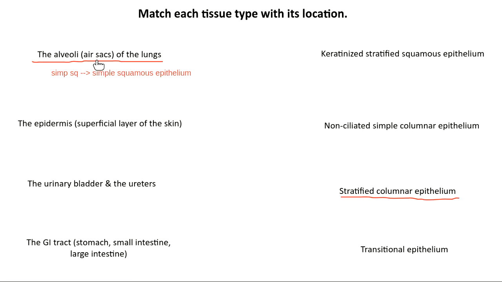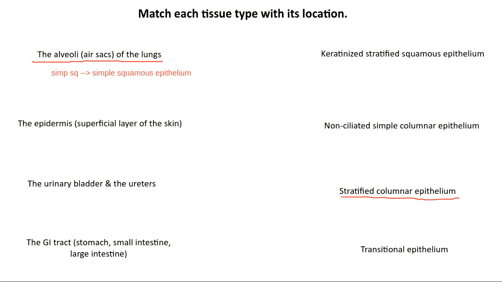Full disclosure, I forgot to trade this out with the name simple squamous. Stratified columnar epithelium is one of them that we don't actually have pictures of, which means it's going to be hard for me to ask you questions about its appearance on homework assignments and on exams. So here's a wink, wink, nudge, nudge: make sure we know its location and its function.